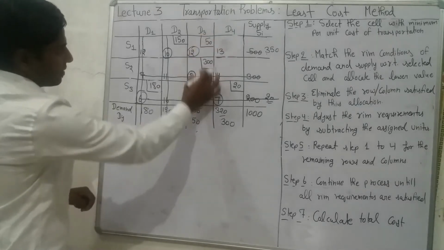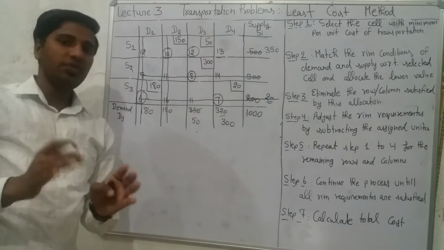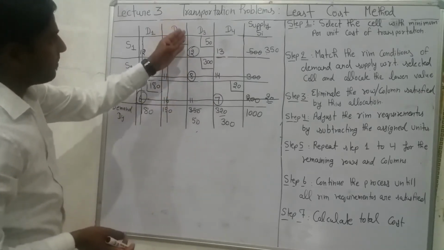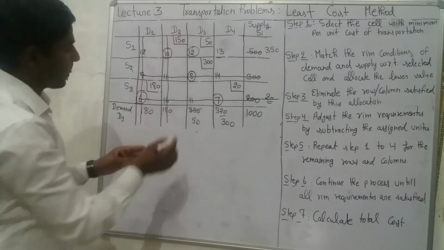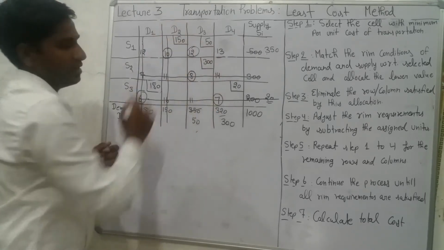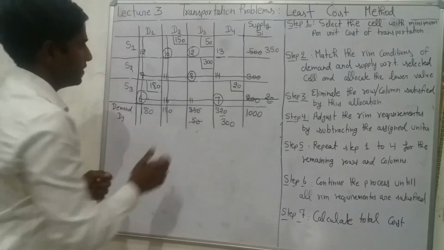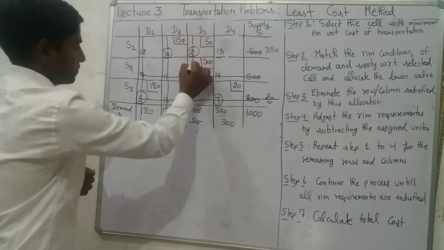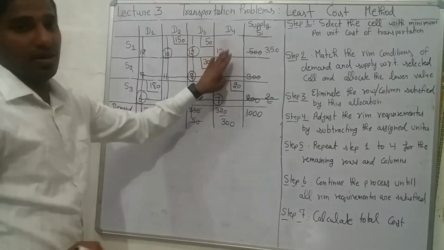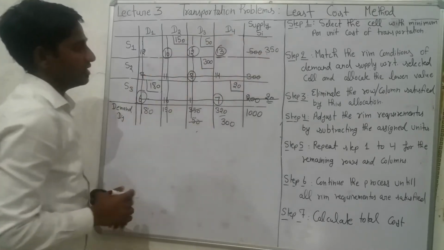Now again look at the rows and columns and eliminate the one of which the requirements are satisfied. So the requirement of destination 3 was 350 units. We have allocated 300 plus 50, 350 units. So the demand is completely satisfied. So we can eliminate this column too. Now there is only one cell left. For this cell, match demand and supply.